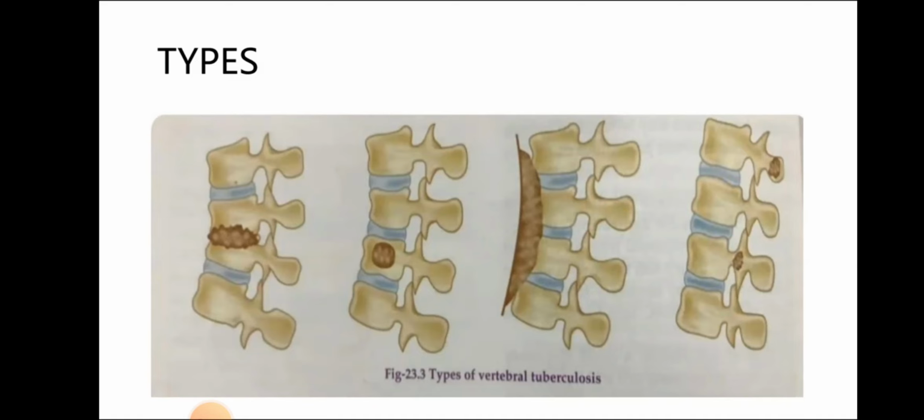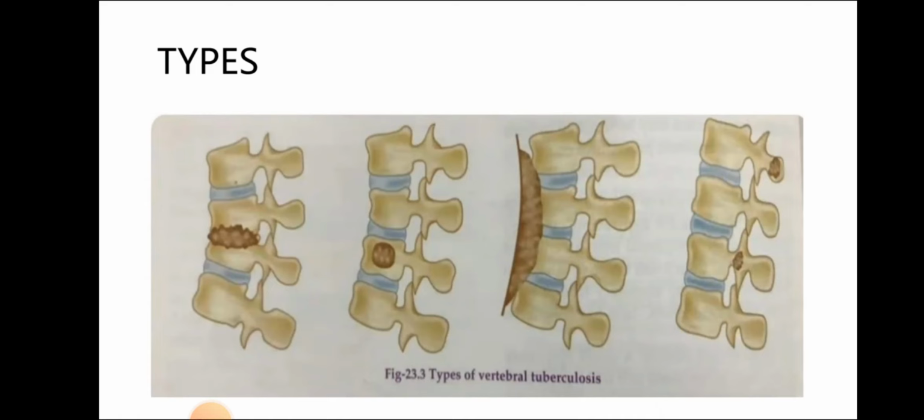In this, the two adjacent vertebrae along with the intervening disc are affected. As you see in the image, the two adjacent vertebrae and the intervening disc are affected. So in the paradiscal type, which is the commonest type, the two adjacent vertebrae along with the intervening disc are affected.